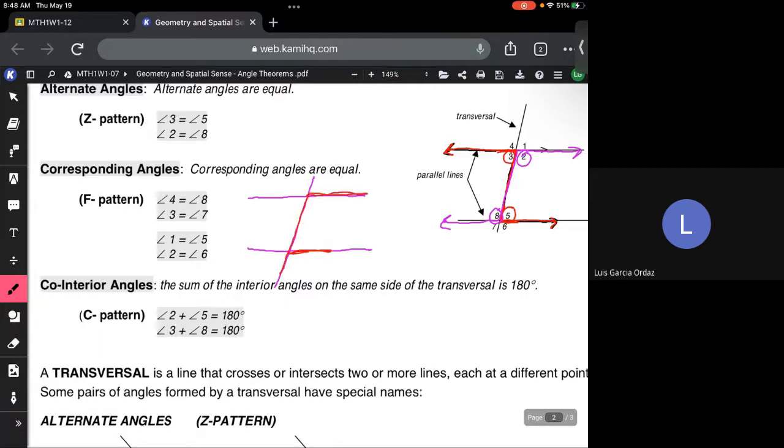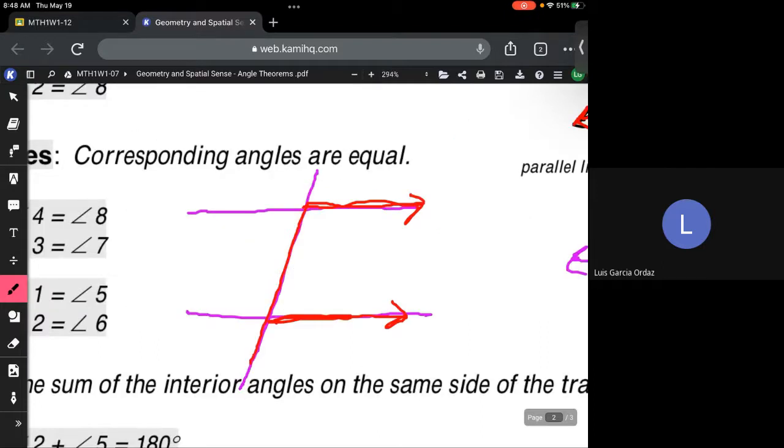What? Okay, but can't you see? It's an F.